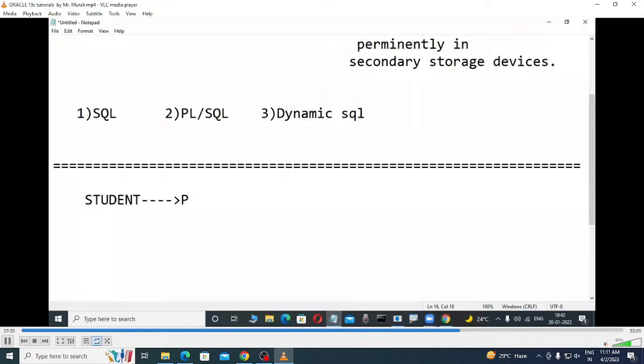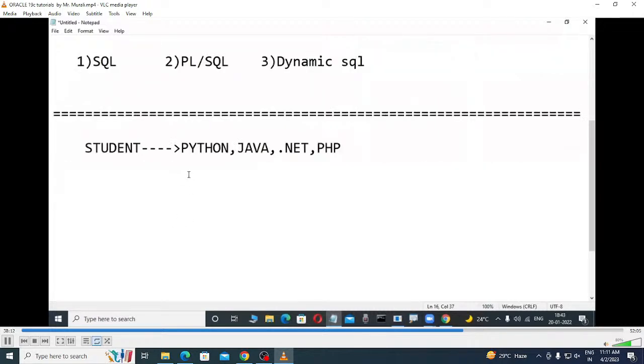Nowadays, Python they are learning. Otherwise, they are learning Java, these types of front end, or .NET, ASP.NET, like this, web-based applications, and PHP, these types of front end applications, they are learning all. These persons are web-based application programmers. Web-based is also possible in Java or Python.